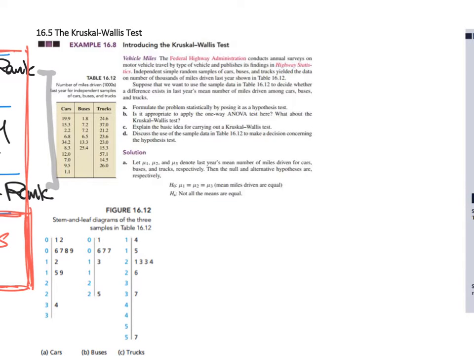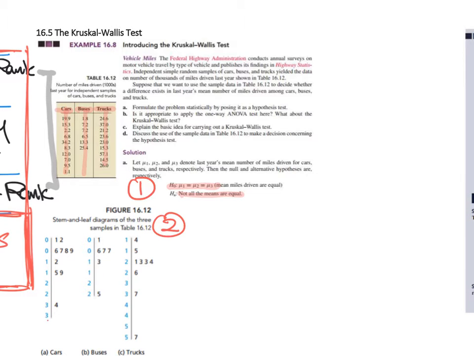So in this example, 16.8, we have three groups: the cars, buses, and trucks. Then we compare the three means, and the alternative hypothesis is exactly the same as the alternative one in ANOVA. So step number one, state the hypotheses, null and alternative, and now we need the test statistic in the second step. Again, we assign the ranks.